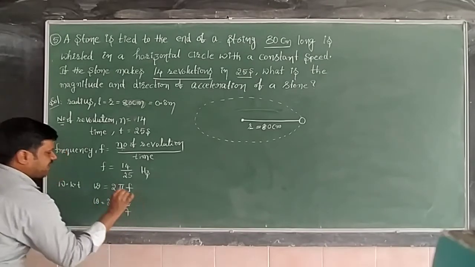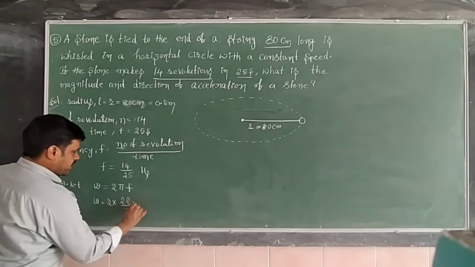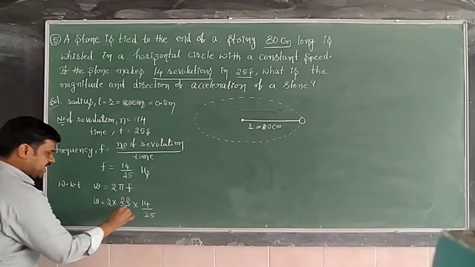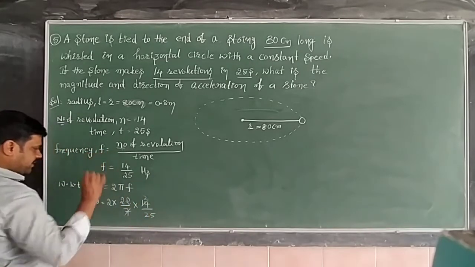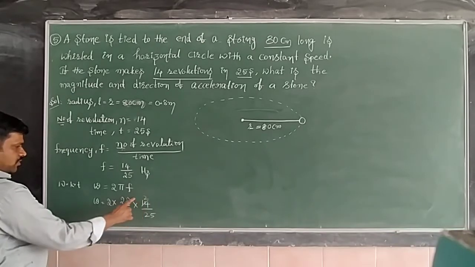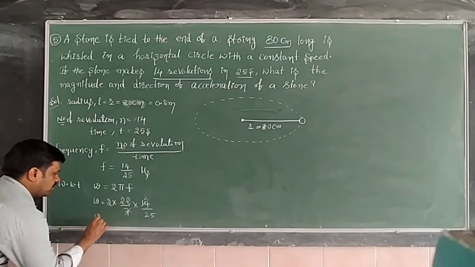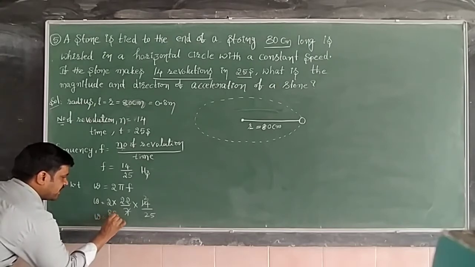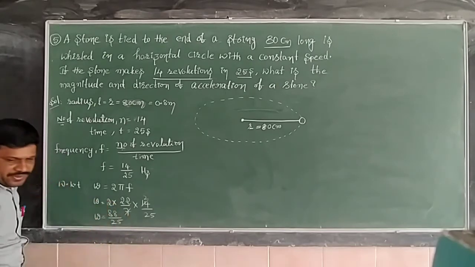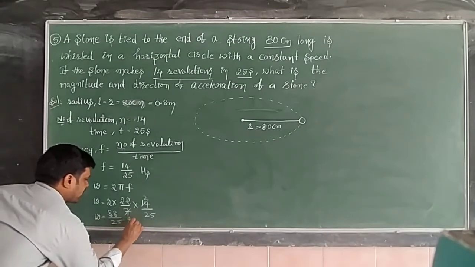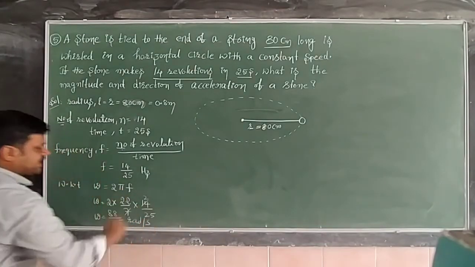Now angular frequency omega is equal to 2 into pi, which is 22 divided by 7, into f, which is 14 divided by 25. You see here, 2 sevens are 14, 7 and 7 cancel. So 2 twos are 4, 22 into 2 is 44, 44 into 2 is 88. So omega is equal to 88 divided by 25, and that angular velocity is in radian per second.